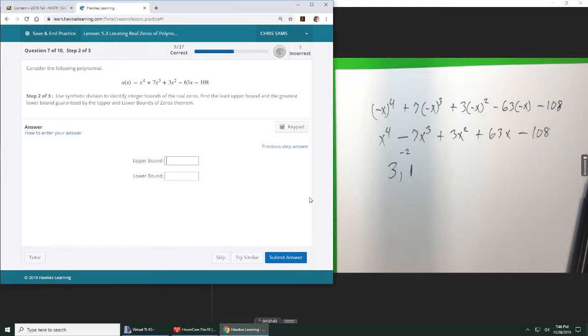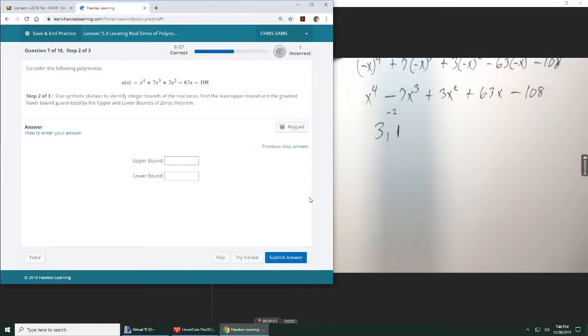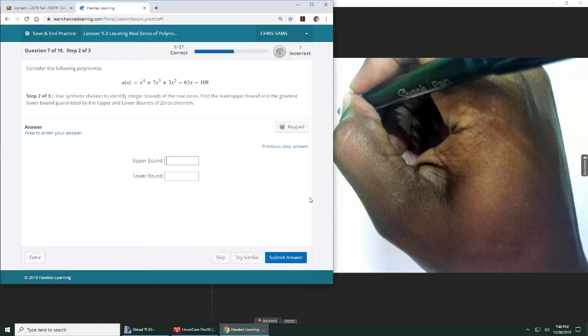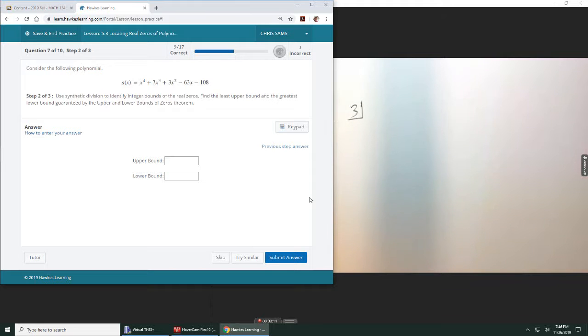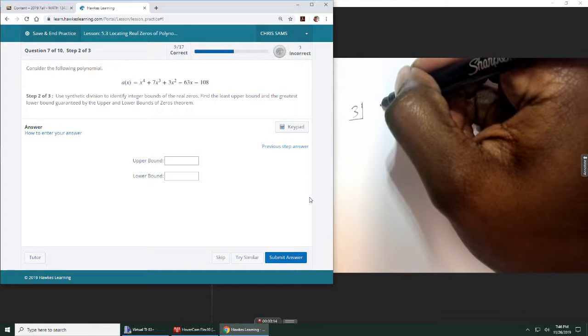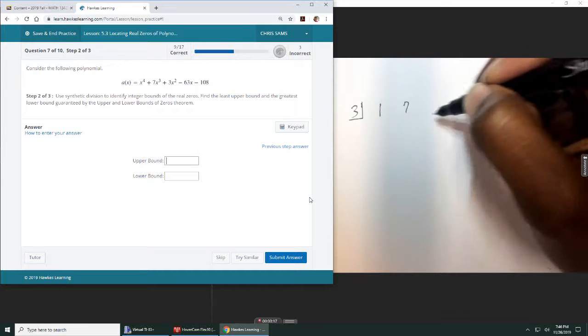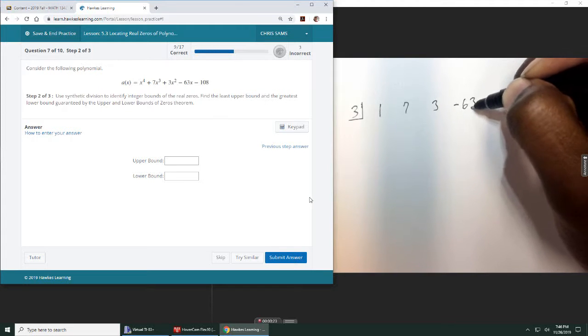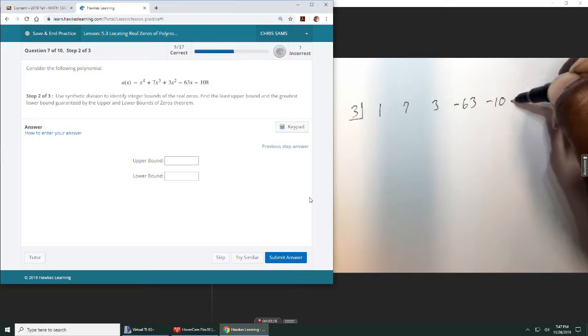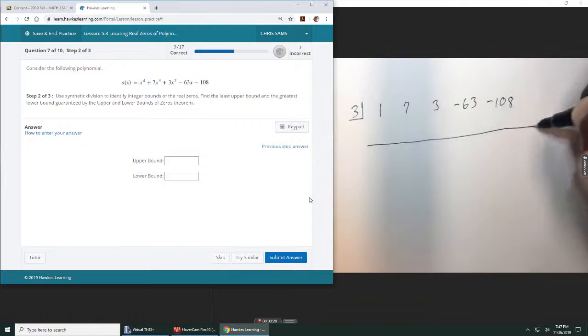All right, now that we know sign changes, we want to compute bounds. So the rule was we're going to do synthetic division with positive numbers, and we want the last row to be all positive to find the positive bound. This time I'm going to start out with number 3. I'm going to start out with a bigger number, and then I'll go backwards if I need to. Okay. We're going to start out with leading coefficient of 1, then 7, then 3, negative 63, negative 108. Okay, and we want the whole last row to be positive to get an upper bound.